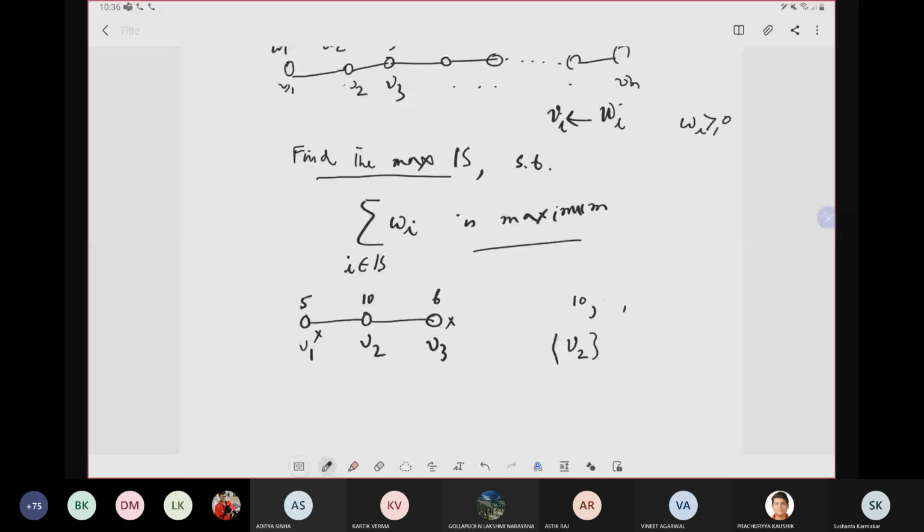But now I see that had I taken V1, V3, the total weight would have been 11, which is higher than 10. So therefore, V1, V3 is a better choice than V2. So that simple technique of sorting the vertices based on their decreasing weight and taking the highly weighted vertices into the independent set may or may not work.